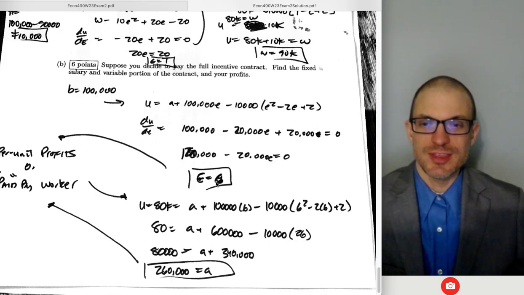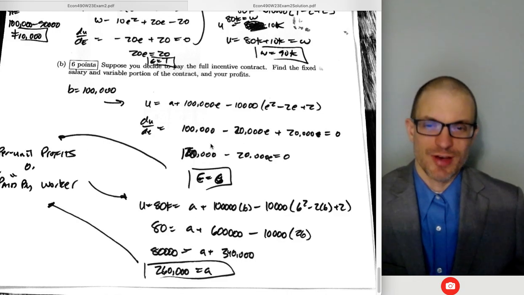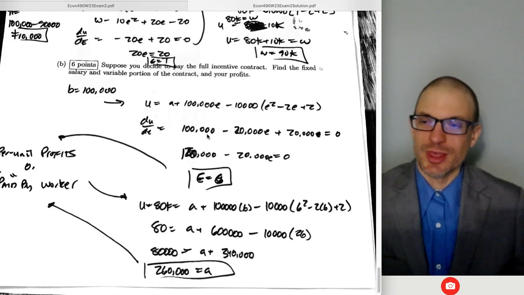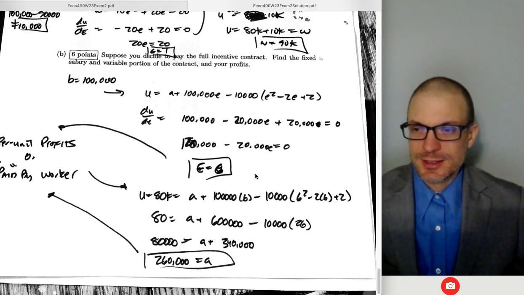So we can find the effort level. It would be minus 20,000 E plus 120,000 equals 0, after I've taken the derivative. Or let's see, 120,000 minus 20,000 E equals 0. And so then it's 120,000 divided by 20,000, which gives E equals 6. So that's where that came from. Or you could follow along, that was from the notes as well.